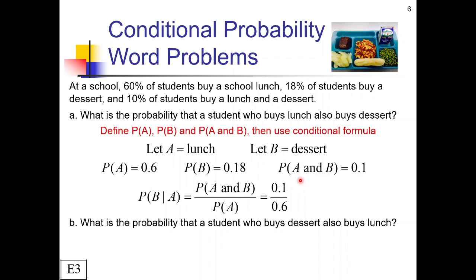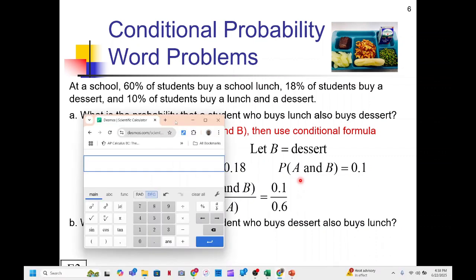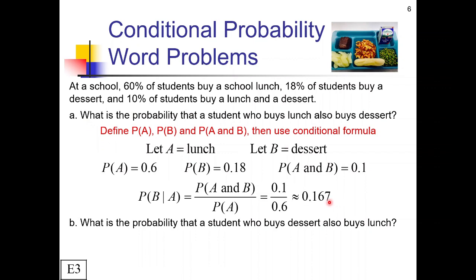or if we want to run those numbers on the calculator, 0.1 divided by 0.6 ends up being about 0.167. All right, so that's the basic idea. Pause the video and try this next one where we want to know the probability that a student who buys dessert also buys lunch. So now we're given dessert, so it's the exact reverse of the situation up here.